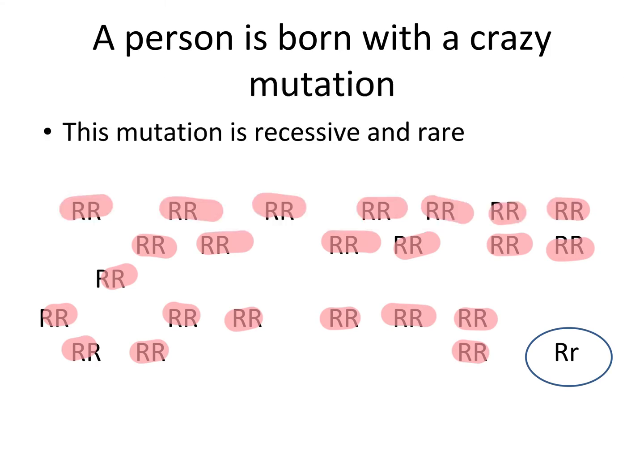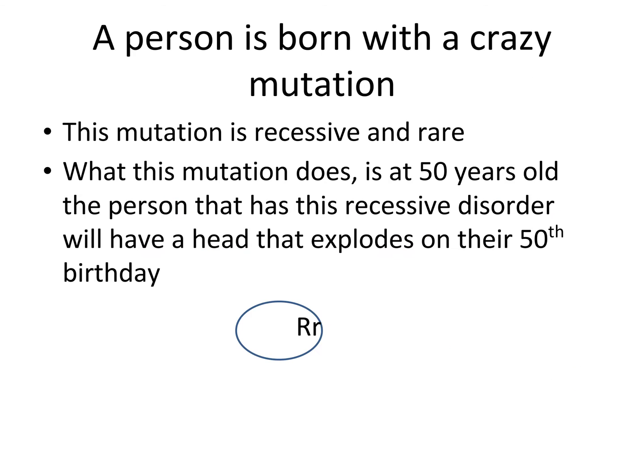But it just so happens there's a person born in the population that has a new genetic disorder, but the genetic disorder is recessive. So they have a good copy of the gene and a mutant recessive copy. What that recessive copy does isn't found out till later. In life, it turns out that when they turn 50 years old, if you have 2 bad alleles, your head explodes. So on your 50th birthday, you blow out the candles, and then your head explodes. So very, very bad disorder.